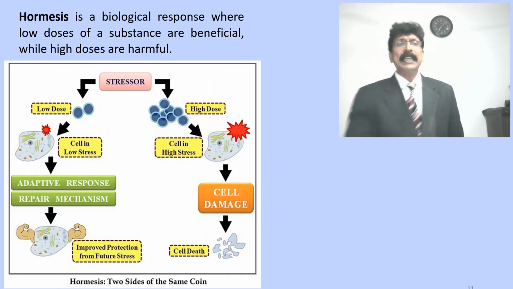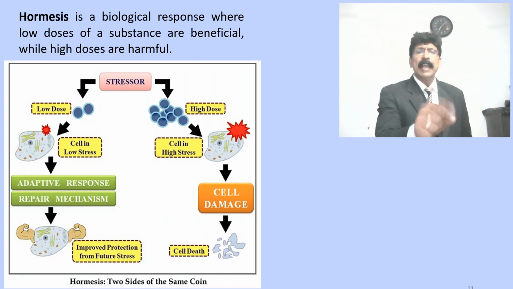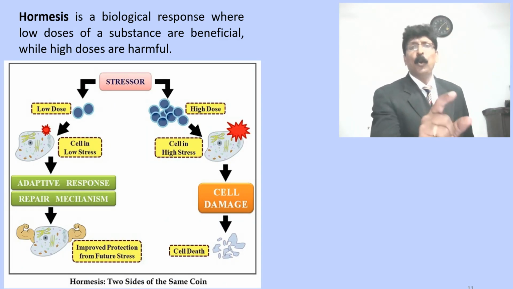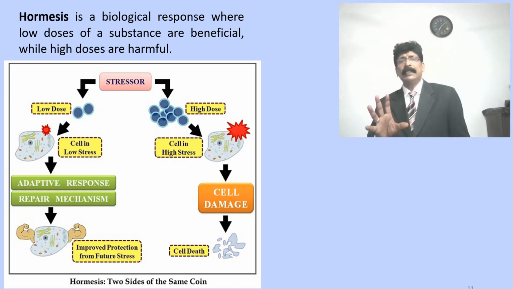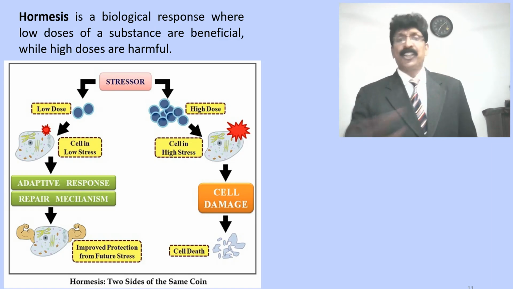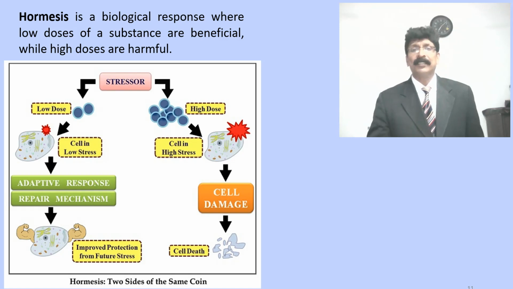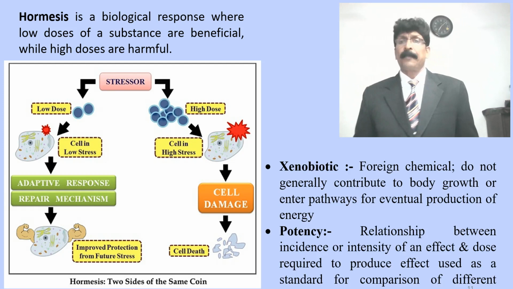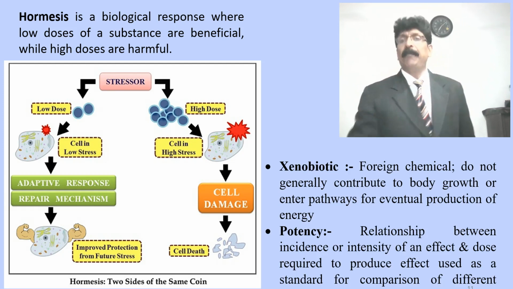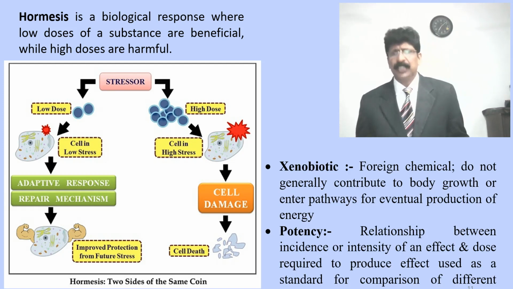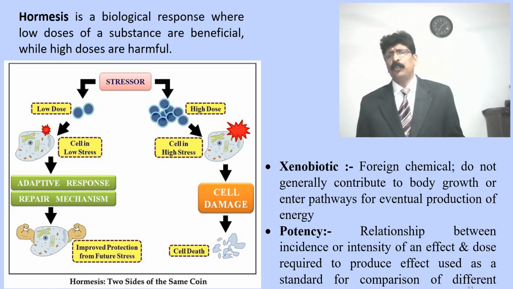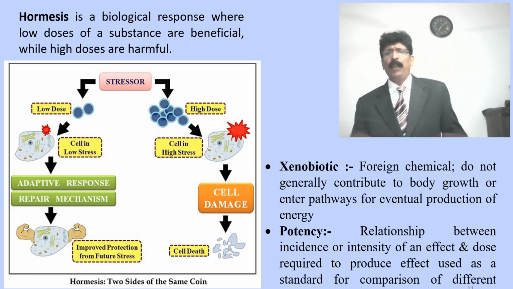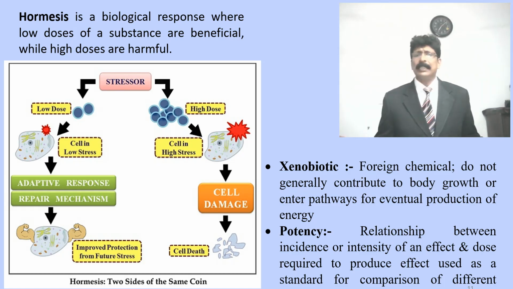So with a low dose, the cell is under low stress, with an adaptive response and repair mechanism. But if the dose is slightly increased, the cell is under high stress, the cell is damaged and cell death will take place. So you should know some of these definitions. In this case, xenobiotic came up many times. What is a xenobiotic? Foreign chemicals that do not generally contribute to body growth or enter any pathways for the eventual production of energy. So they are called xenobiotics.